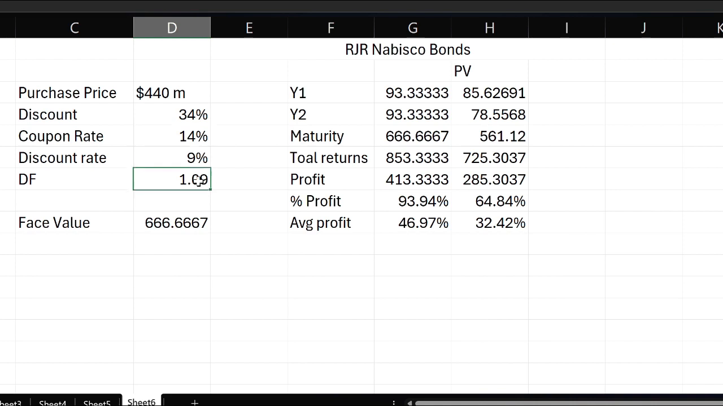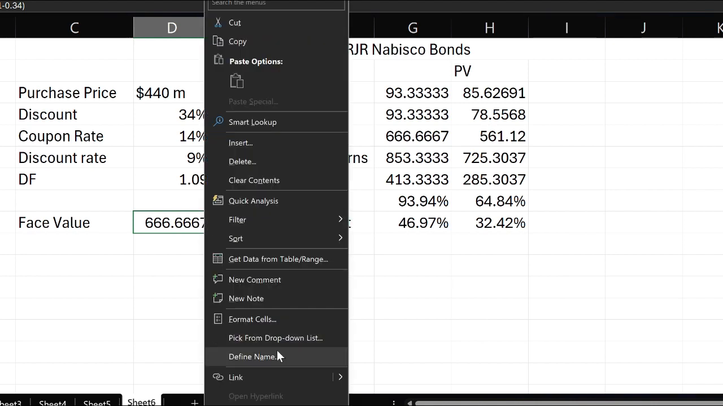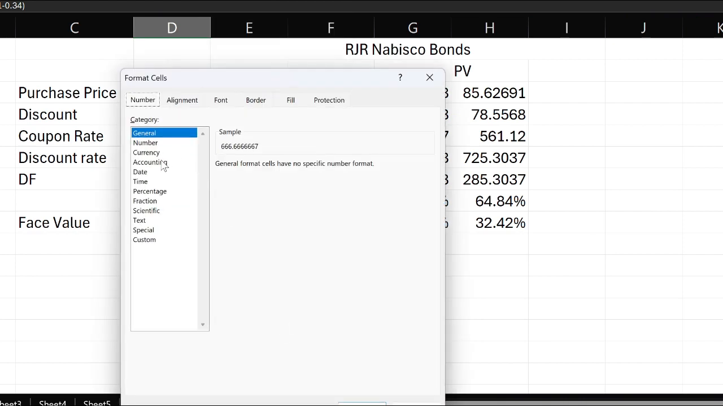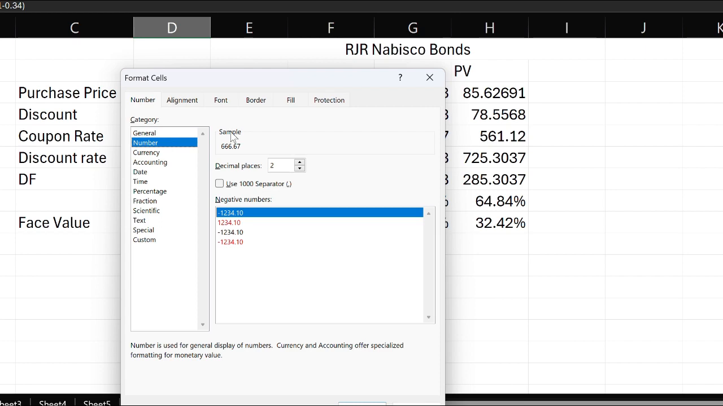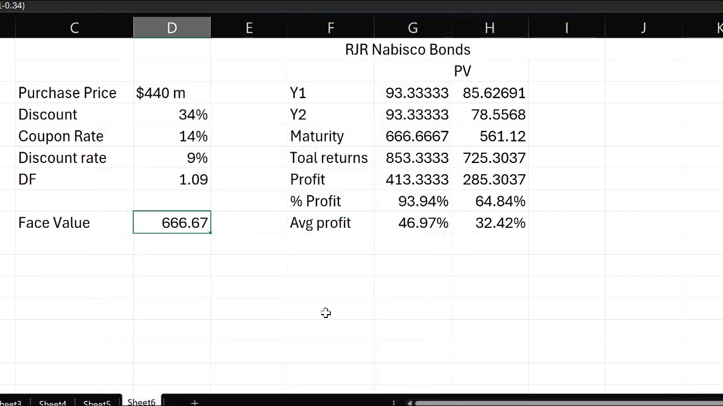The discounting factor I have taken just to have a calculation based on the PV formula, which we usually use to make a present value calculation based on a discounting factor. So the face value is 666.6667. Even if you round it off to two digits, you'll get 666.67. The yield per annum is based not on the purchase price, but on the actual face value.